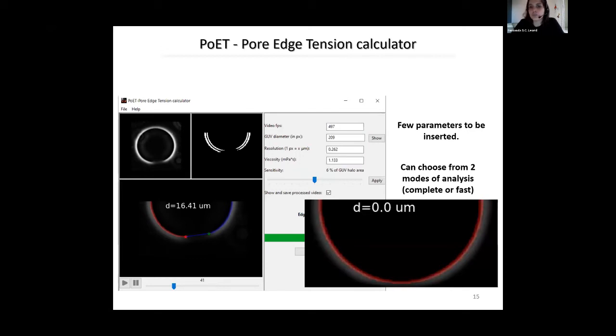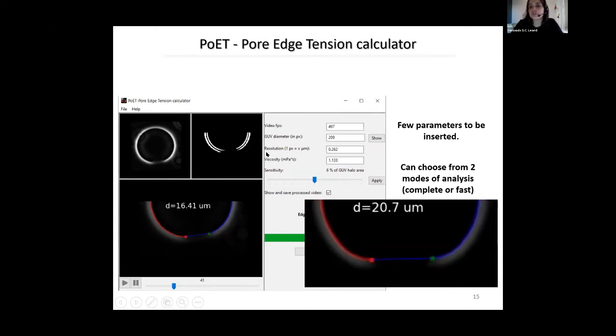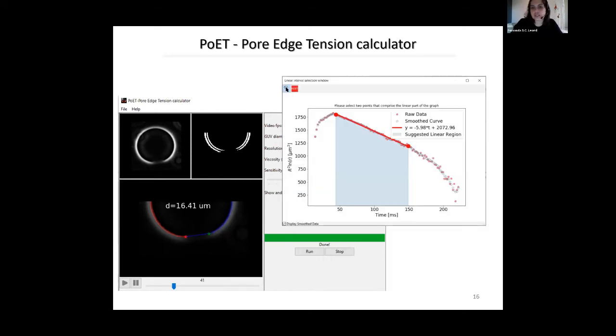And if the complete one is chosen, then at the end of the analysis, the user will have access to a post-processed video containing all the radii that were measured throughout the entire video. So once the analysis is completed, a second window will pop up with the pore dynamics graphic containing the original data in red and the smoothed version in blue. And this smoothed version is used to generate a suggested linear region that will help the user to define the correct region for pore edge tension calculation.